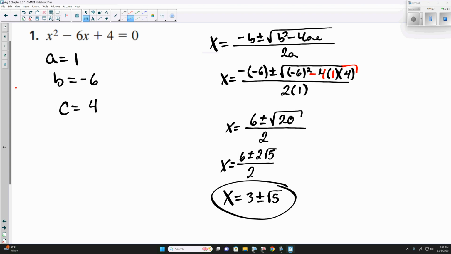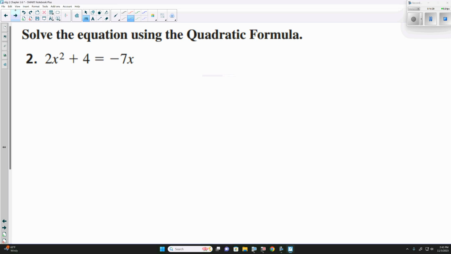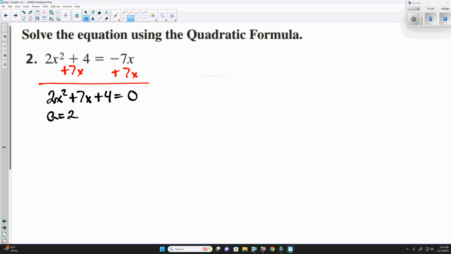Are we ready for the next one? What can we do to get x by itself? Add 7x. Now this will tell us that 2x squared plus 7x plus 4 is equal to, what is A, B, C?